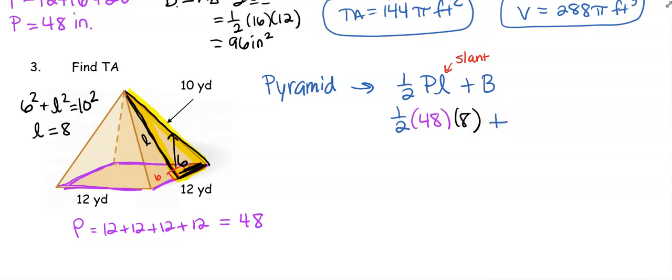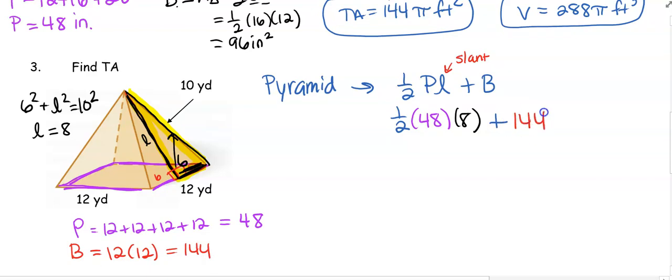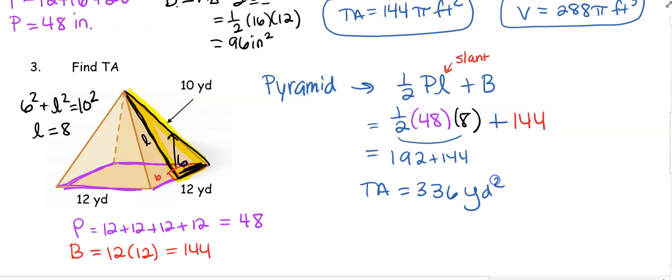Plus our big B, which is base area, base times height, or length times width, which is 144. Again, you can put all of that into your calculator at once, or you can multiply those 3 together first, and then add the 144 on to find 336, in this case, yards squared.